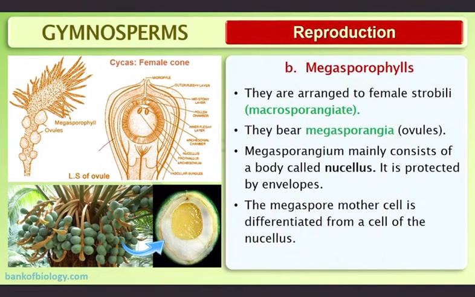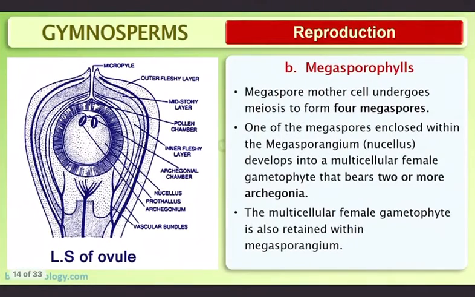Whereas megasporophylls are arranged into female strobili. It's called macrosporangiate or megasporangiate. They bear megasporangia. You can see here the presence of megasporangia, the ovules. And the megasporangium mainly consists of a body called nucellus. I said nucellus is the nutritive tissue and it is protected by envelopes, layers. The megaspore mother cell is differentiated from a cell of the nucellus. You can see here the presence of nucellus. So MMC, megaspore mother cell.